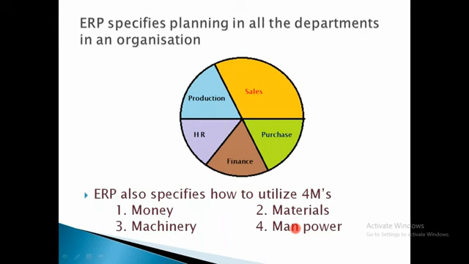Make a note. The 4Ms are money, materials, machinery, manpower.